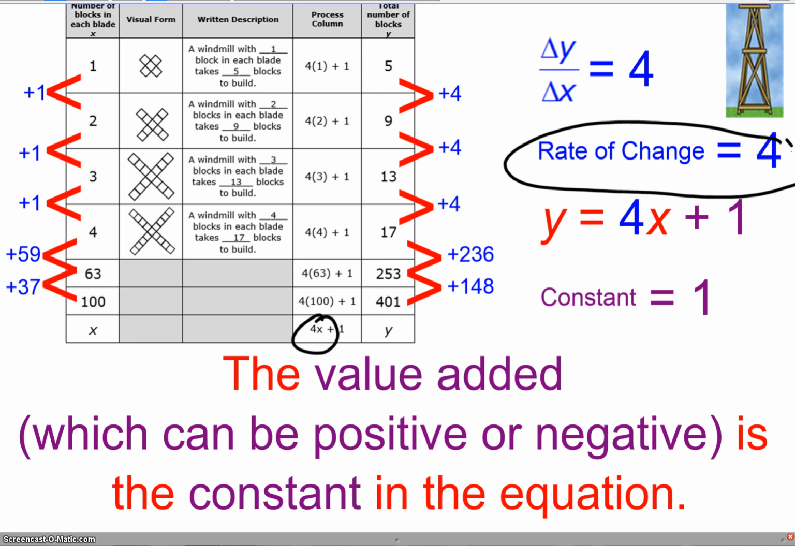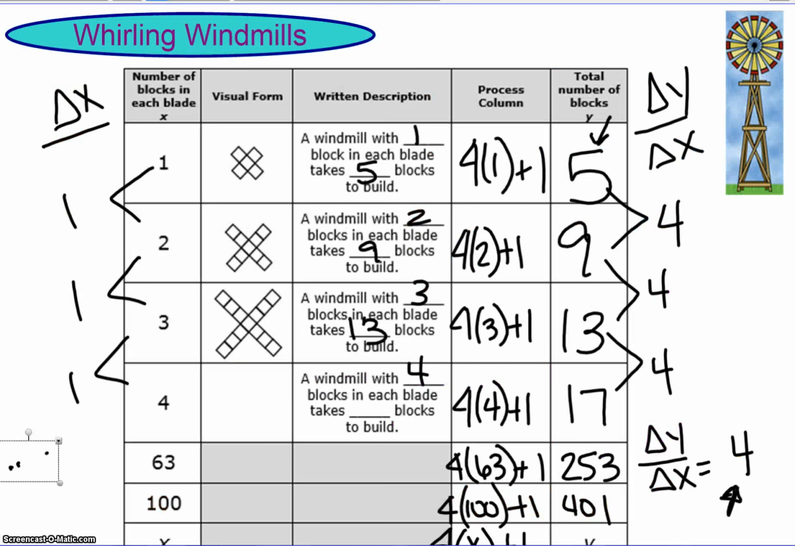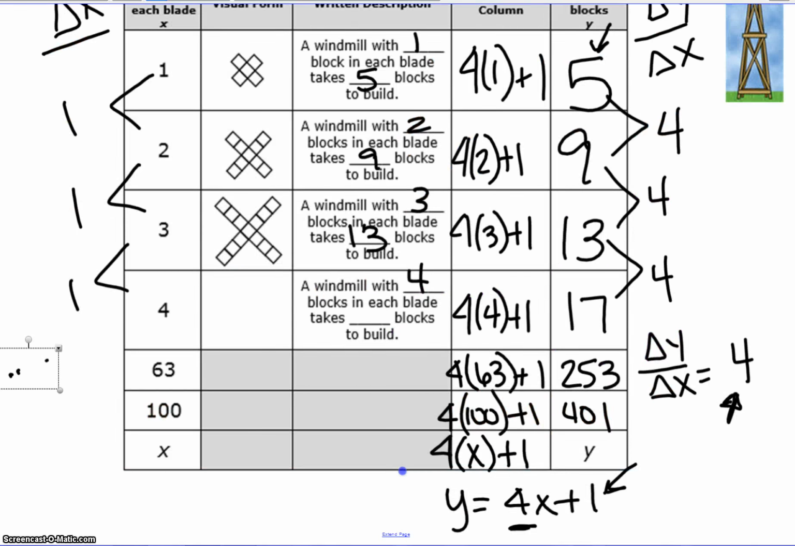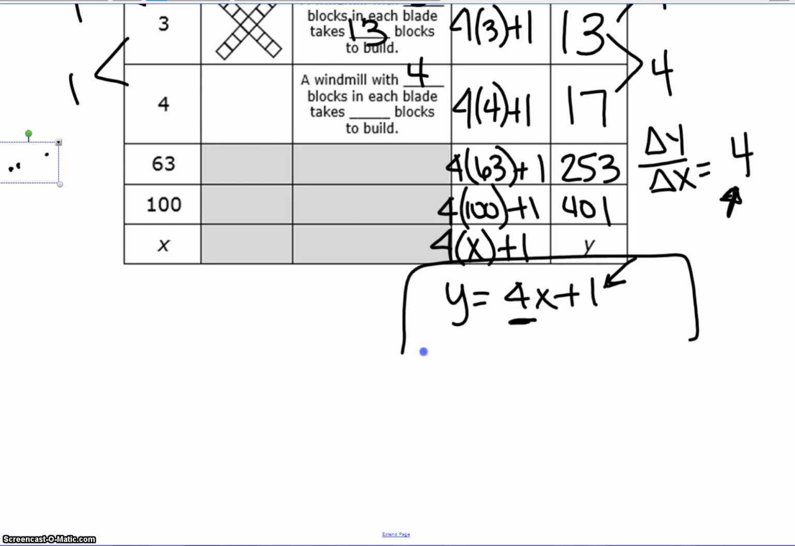It says write the equation that represents the relationship between the number of blocks in each blade of a windmill and the total number of blocks. If you remember, we wrote that equation at the bottom of our first slide, and then it was written again on the next slide. It is y equals 4x plus 1.